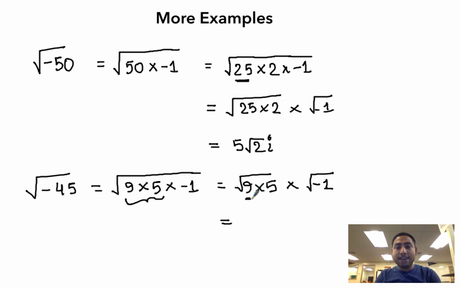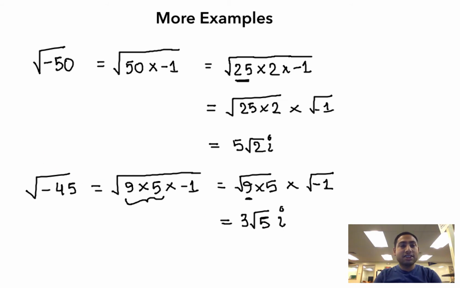Now here, square root of 9 is 3, so this is going to be simplified as 3 square root of 5. Remember, 5 is by itself, and then square root of negative 1 is i. Okay, so with the introduction of this imaginary unit i, we'll be able to write the square roots, or as a matter of fact, any even root like fourth roots or sixth roots of a negative number, in terms of i's.